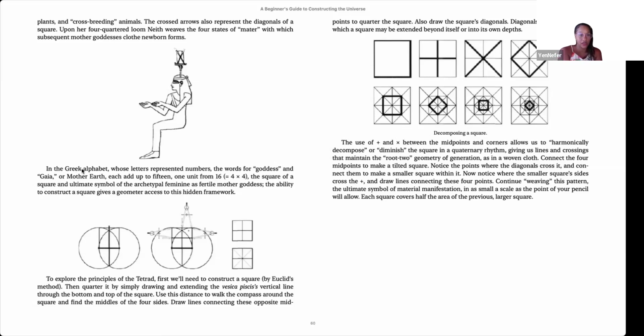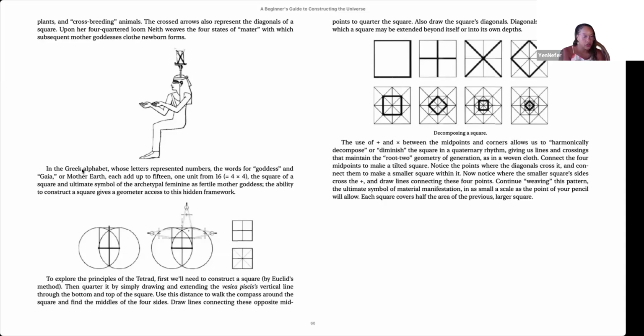All right, so let's read that again. In the Greek alphabet, whose letters represented numbers, the words for goddess and Gaia, or Mother Earth, each add up to 15, 1 unit from 16, which is the square of a square. An ultimate symbol of the archetypal feminine as fertile mother goddess. The ability to construct a square gives a geometer access to this hidden framework.